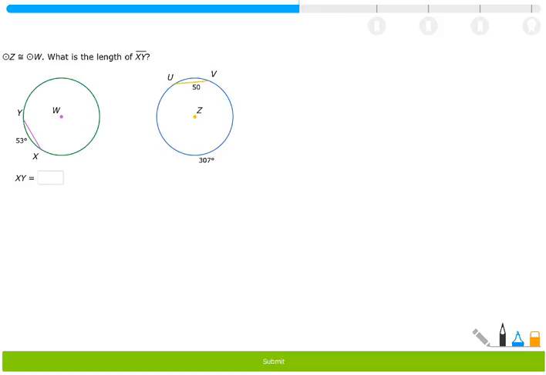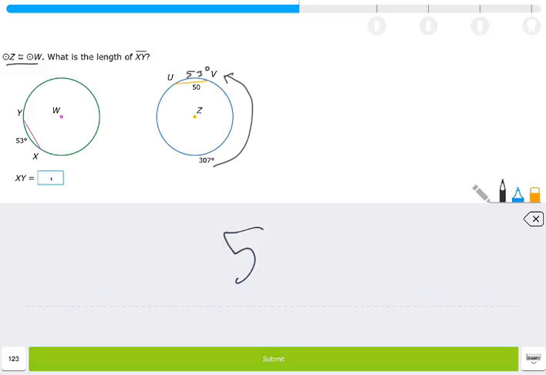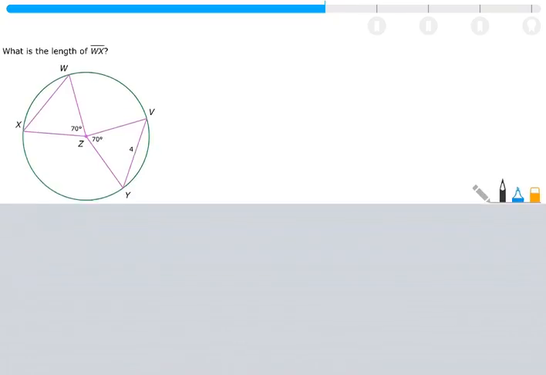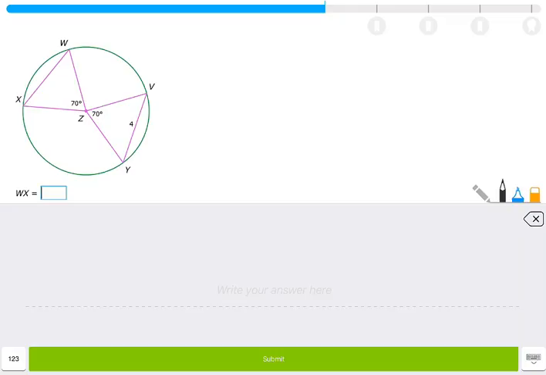Let's see, so we have the two circles are congruent. What is the length of XY? So this is 307. Let's look up here. 360 minus 307 leaves 53 degrees left over, which is the same as the 53 degrees over there in a congruent circle. So XY must be the same, 50 degrees. Or if not 50 degrees, 50 as the length.